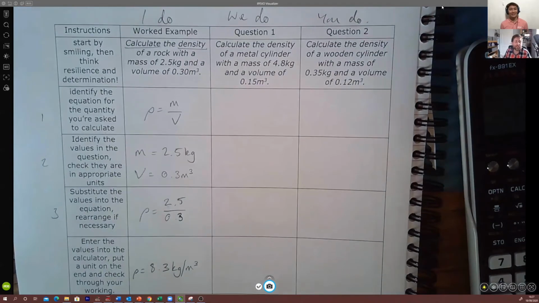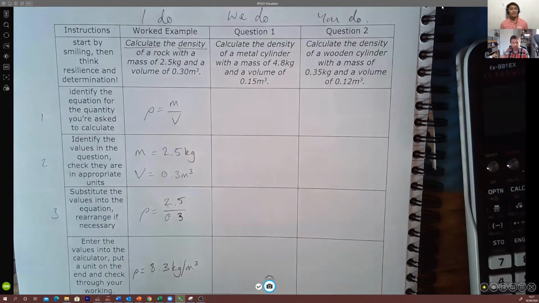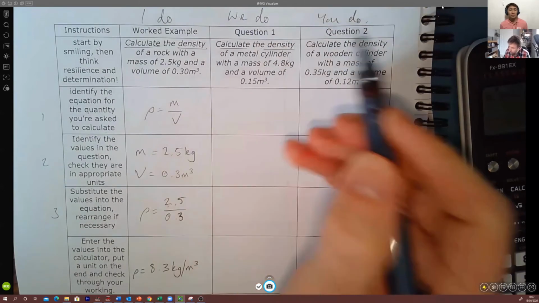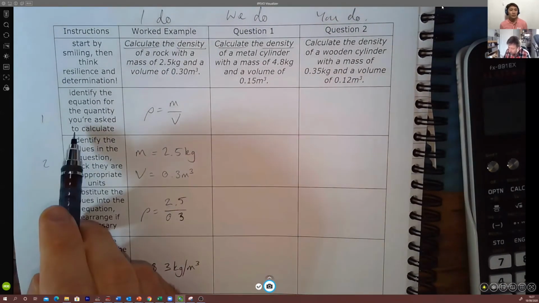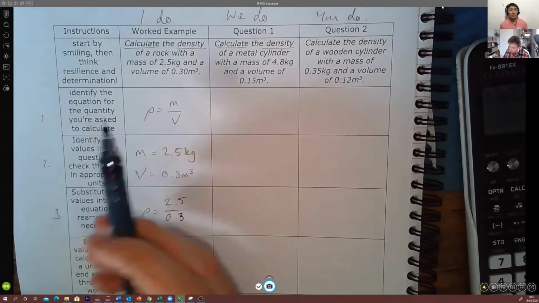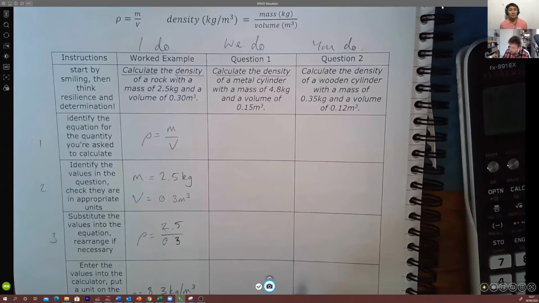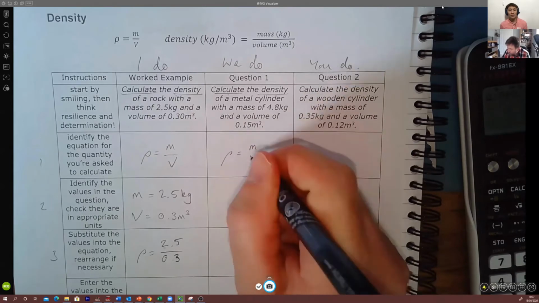So essentially now I'm still going through this on the board, so I can still identify if there are any misconceptions, if people didn't understand that. But Michael's going to tell me how to tackle this second question here in the middle. So again, the same thing actually. It's just: calculate the density of a metal cylinder with a mass of 4.8 kilogram and a volume of 0.15 meter cube. So first of all, identify the equation for the quantity you're asked to calculate. We're asked to calculate the density. Yes. So the equation is P equals M over V.